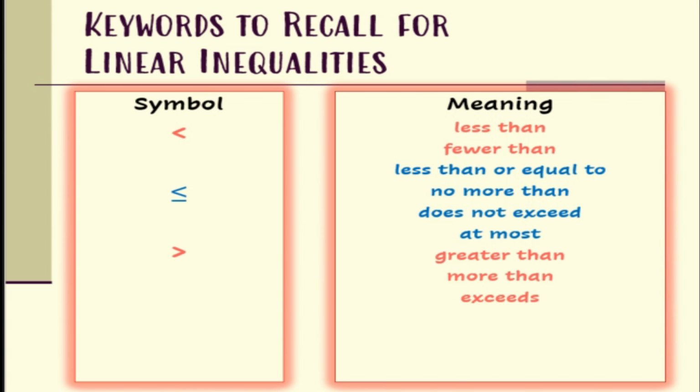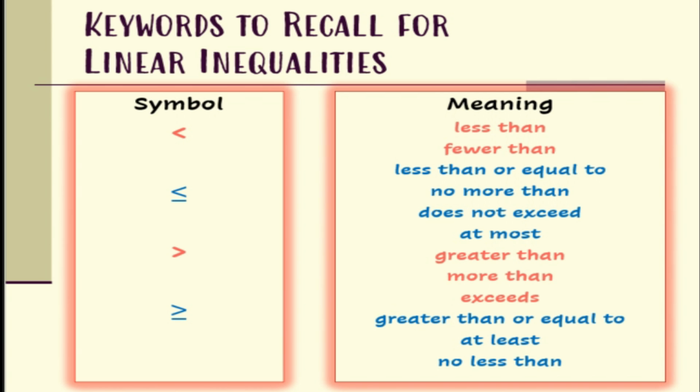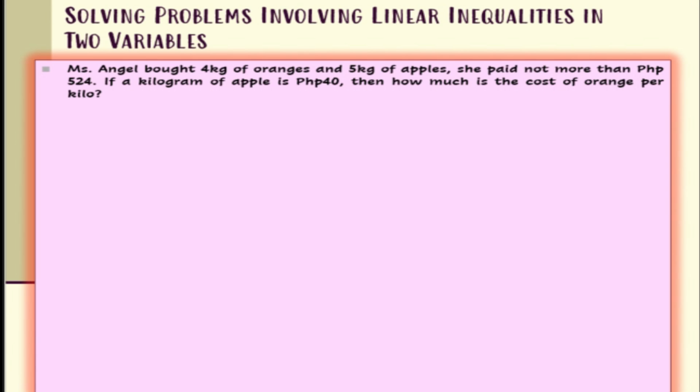We will use greater than if greater than or more than or exceeds is stated in the word problem. We will use greater than or equal to if greater than or equal to, or at least, or no less than is stated in the word problem. For our example, Miss Angel bought 4 kilograms of oranges and 5 kilograms of apples. She paid not more than 524 pesos. If a kilogram of apple is 40 pesos, then how much is the cost of orange per kilo?